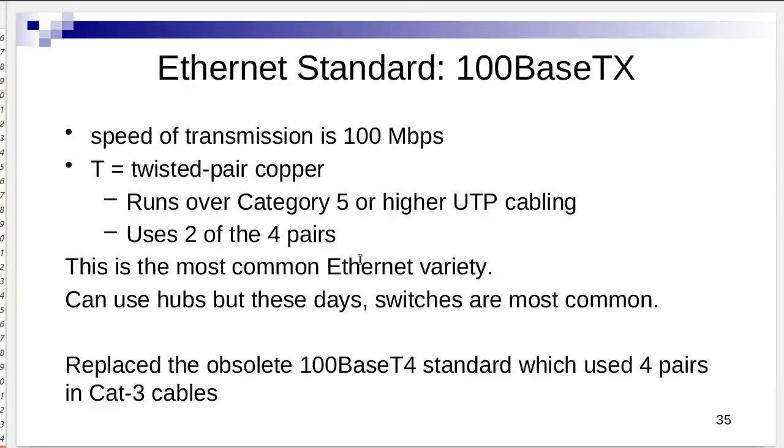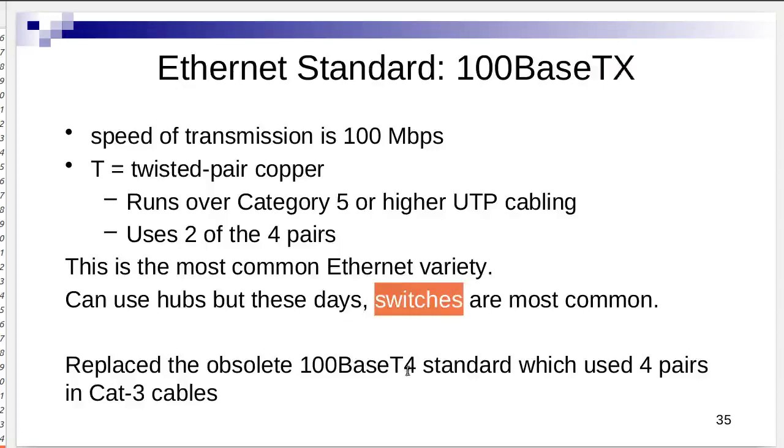Okay, 100 base TX, 100 stands for 100 megabits per second. Base is baseband as usual, and TX is twisted pair, and it uses Cat5 or higher cabling, which is what we use in the lab. Uses 2 of the 4 pairs, and this is the most common Ethernet variety. You could use hubs in these days, but of course then you introduce a collision domain and it's not so good. So most of the time, if you want speed, you use switches.